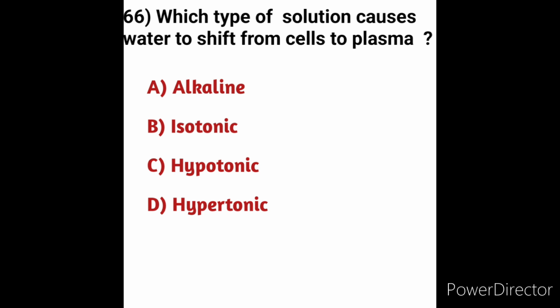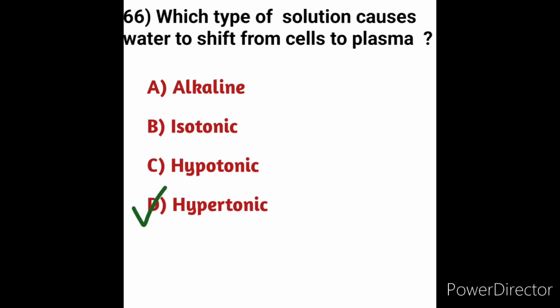What is hypotonic? Hypotonic is a solution that causes water to shift from the plasma to the cell. But in this question, water shifts from the cells to plasma. So hypotonic is the opposite direction. So what is option D, hypertonic. A hypertonic solution causes water to shift from the cell to plasma. So option D is the correct answer.